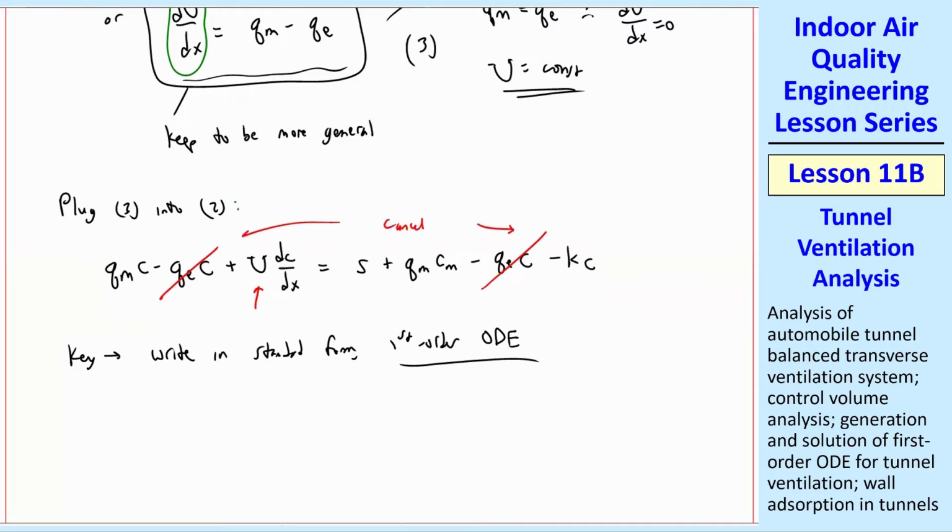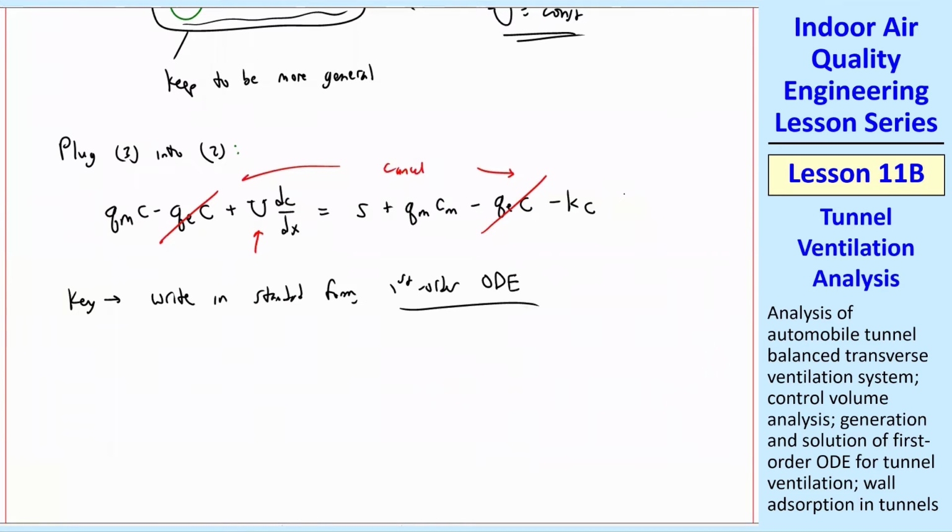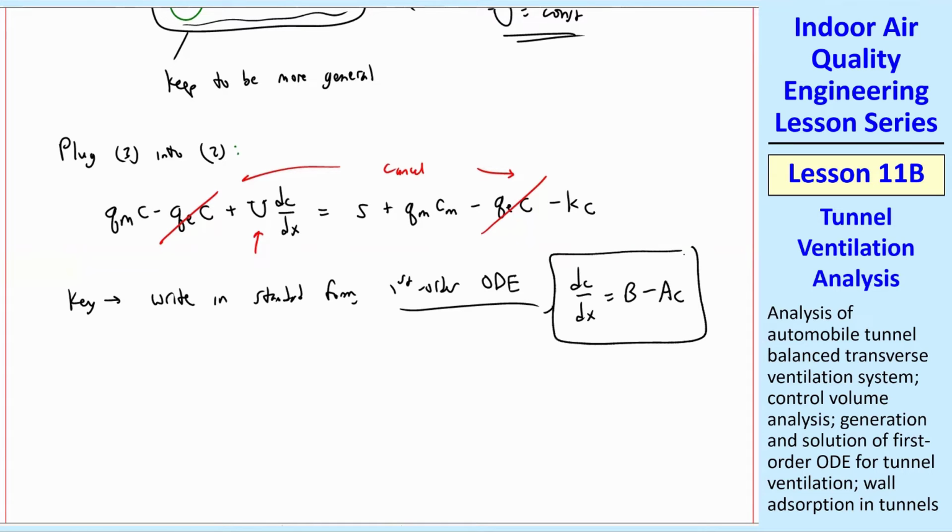Now let's put this into standard form. The same standard form we had before, dc dx now equal b minus ac. So this is the same standard form we had before, except we used t. So we had a first order ODE where c equal c of t previously, and then here c equals c of x instead of t. But it's the same equation. We can write this in standard form.